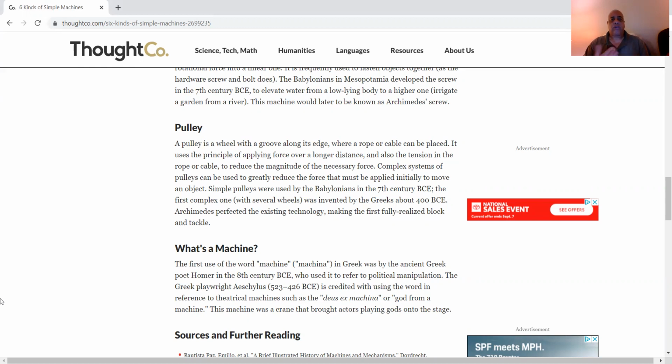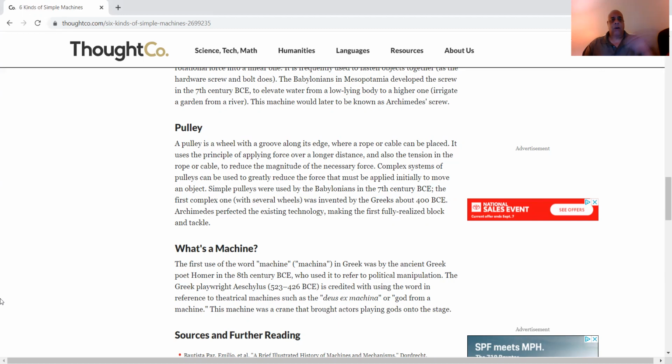Now, complex systems of pulleys can be used to greatly reduce the force that must be applied initially to move an object. Now, simple pulleys were used by the Babylonians in the 7th century BC. The first complex one with several wheels was invented by the Greeks around 400 BC. Now, Archimedes perfected the existing technology, making the first fully realized block and tackle.